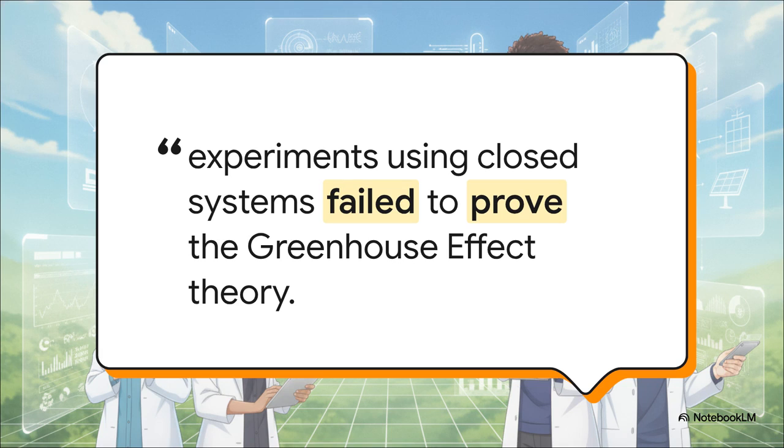In his paper, he states his findings pretty boldly. He writes, "The conclusion was that the conventional greenhouse effect laboratory experiments using closed systems failed to prove the greenhouse effect theory." Now let's be absolutely clear here. Nelson is not debating the reality of climate change. He is specifically stating that the classroom bottle experiment itself fails to scientifically prove the mechanism of the greenhouse effect. Let's look at exactly why.